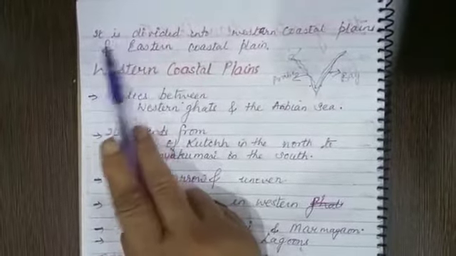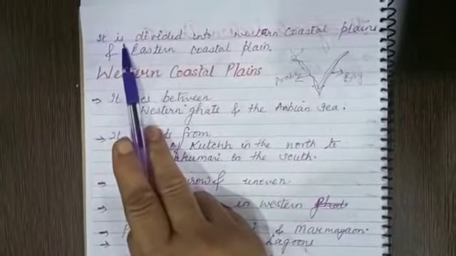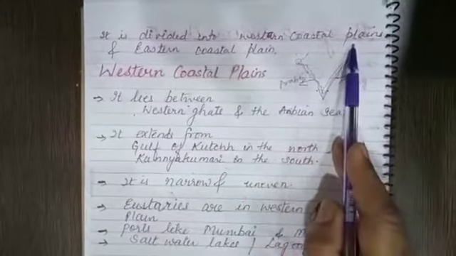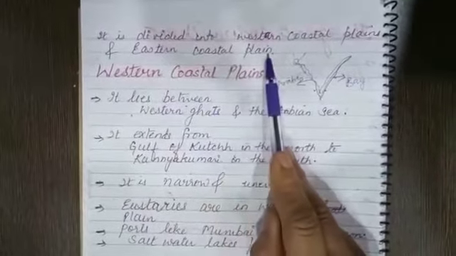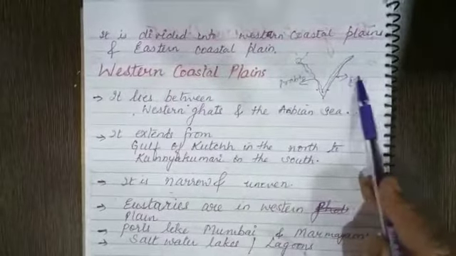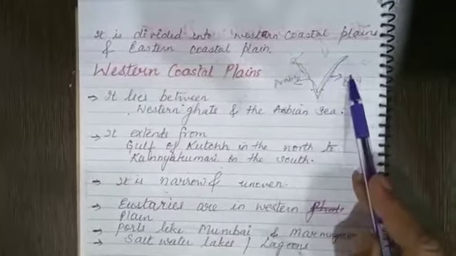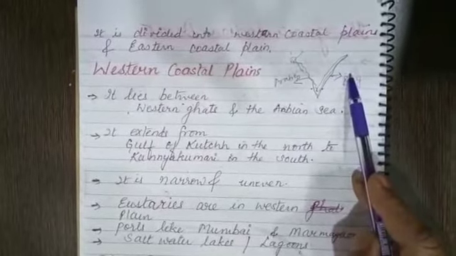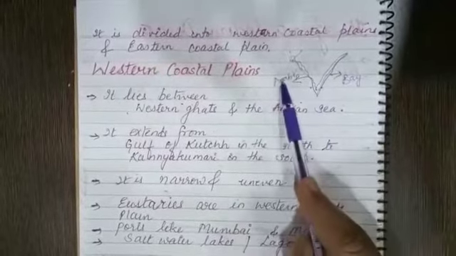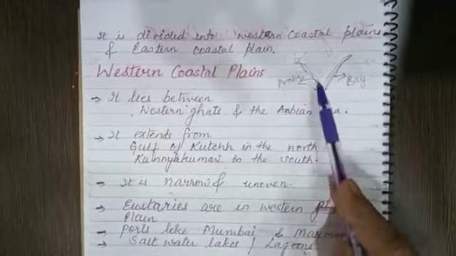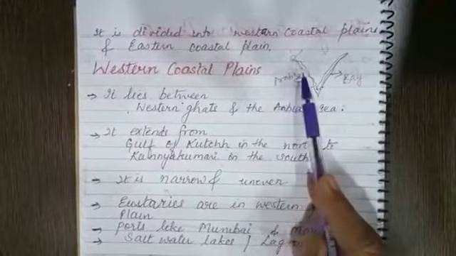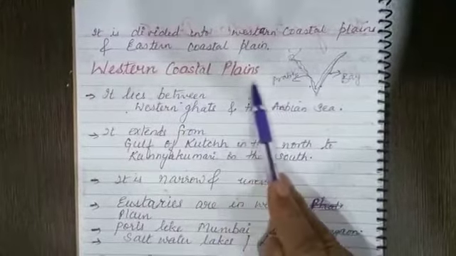It means the Indian coastal plains are divided into two parts: the western coastal plains and the eastern coastal plains. Now, through this peninsular India, the plains that lie toward the eastern direction in the Bay of Bengal are known as the eastern coastal plain, whereas the part which lies in the western direction in the Arabian Sea is known as the western coastal plain.